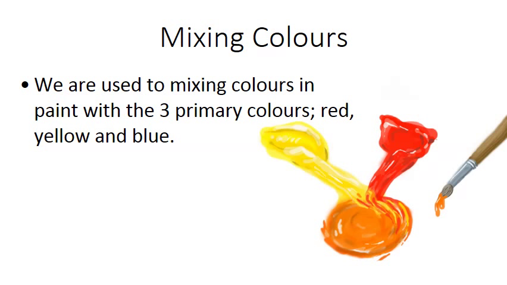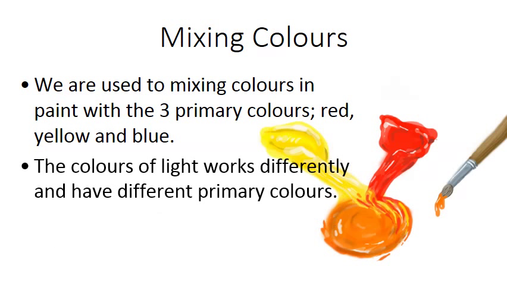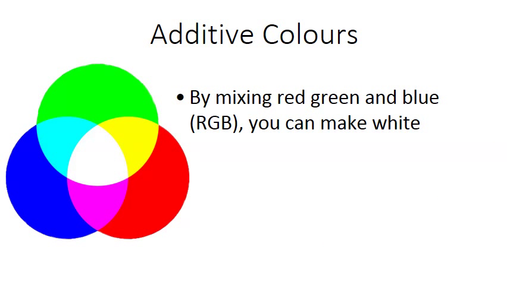However, when it comes to light, colors aren't quite the same. The colors of light work differently, and they actually have different primary colors. This is a little confusing for some people. If we look at additive colors, the additive color theory, our three primary colors are red, green, and blue. And when you mix red, green, and blue, you end up with white.